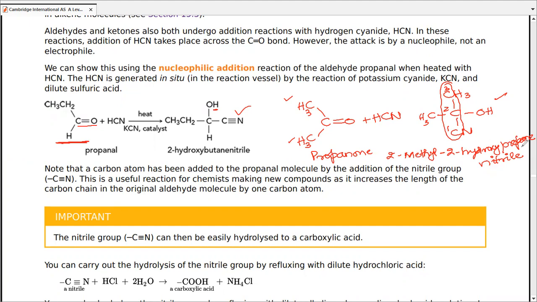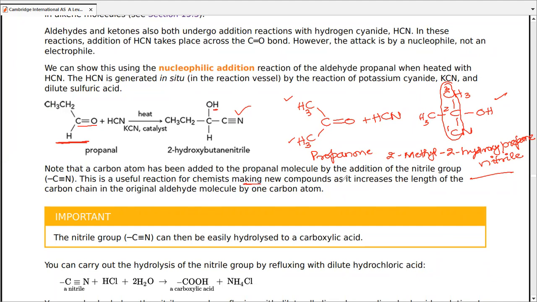So 2-methyl 2-hydroxypropane nitrile. 2, because on this second carbon we have a methyl group. 2, on this we have the alcohol part, so hydroxy. Prop, because there are 3 carbon atoms in the parent chain. Ane, because they are singly bonded. And nitrile, because the first carbon atom has triply bonded nitrogen to it. Hence the whole name.